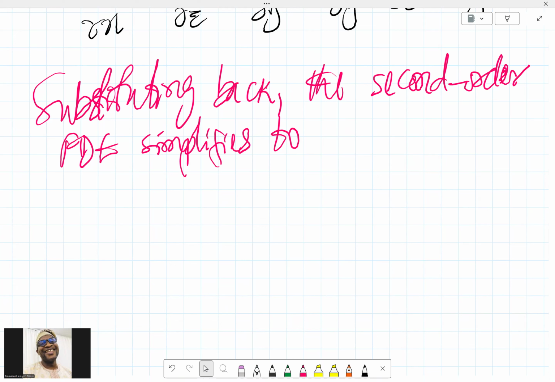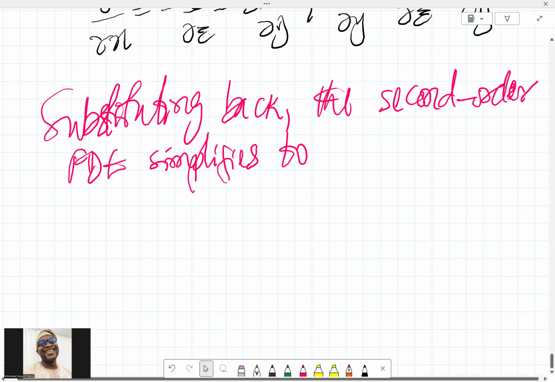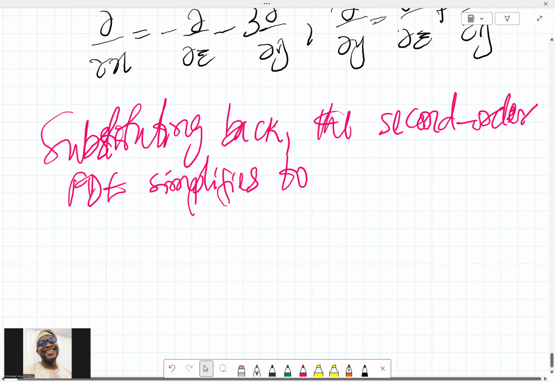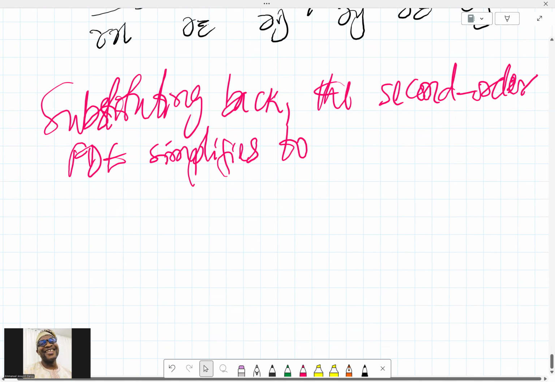That's a more advanced example. Let me see if I can make it more elaborate. Okay, let's see how we get on with that. I want to really make it as clear as can be. So substituting back, the second order PDE simplifies to... I don't want to jump that. I want to be sure how that comes along. Okay, we're good with this.